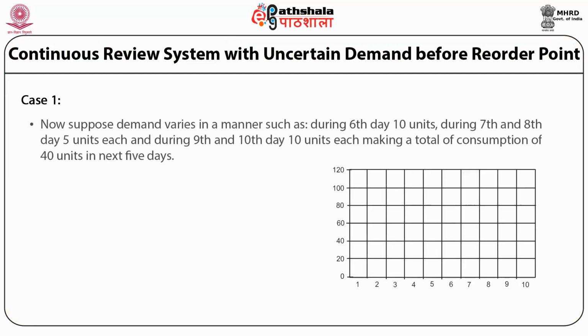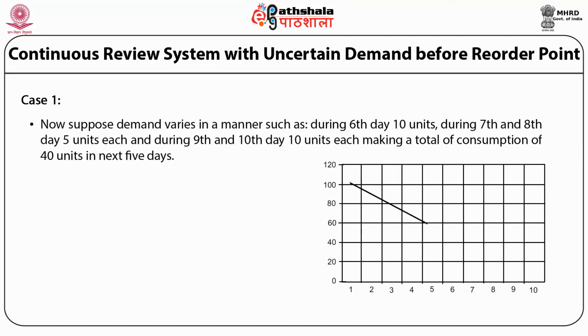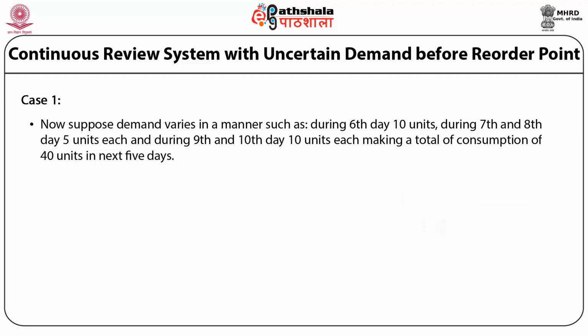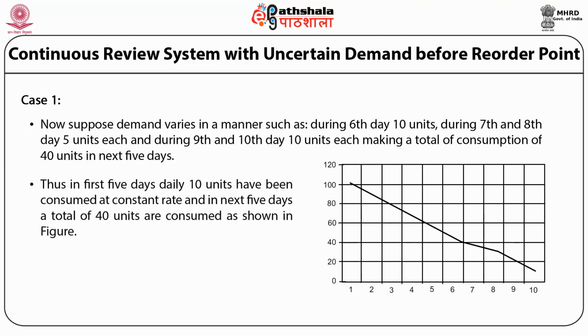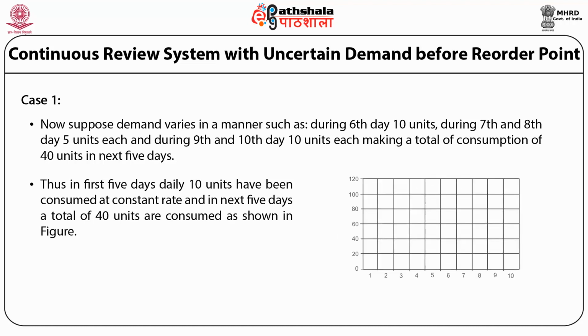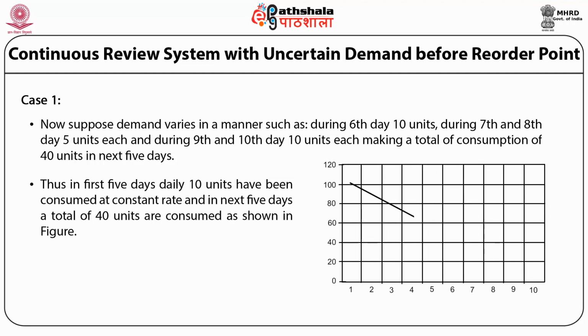Case 1. Now suppose demand varies in manner such as during 6th day 10 units, during 7th and 8th day 5 units each, and during 9th and 10th day 10 units each, making a total of consumption of 40 units in next 5 days as shown in table. Thus in first 5 days daily 10 units have been consumed at constant rate, and in next 5 days a total of 40 units are consumed as shown in figure.